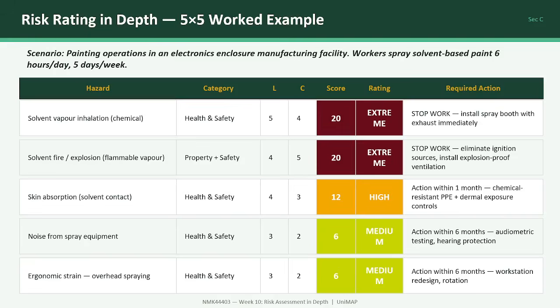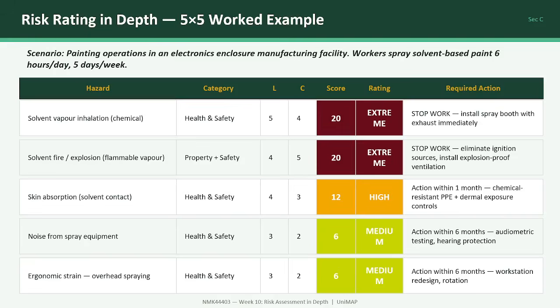Hazard 2, solvent fire and explosion. The same flammable solvent vapor creates an explosion risk in the presence of any ignition source: a spark from electrical equipment, a static discharge, even a light switch. Likelihood is 4, likely, given the daily unventilated vapor accumulation. Consequence is 5, catastrophic, because a solvent vapor explosion can destroy the facility and kill multiple workers. Risk score 4 by 5 equals 20, extreme. Again, stop work. Eliminate all ignition sources and install explosion-proof ventilation immediately.